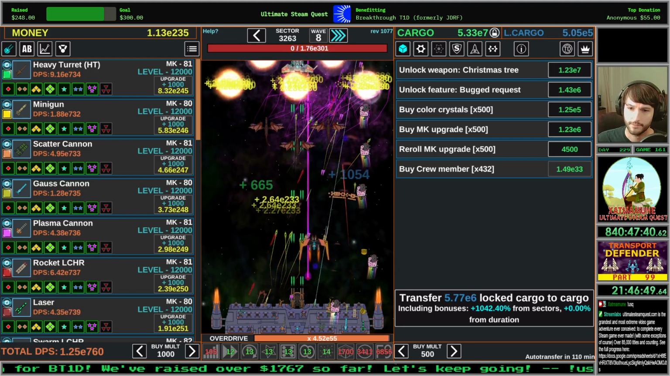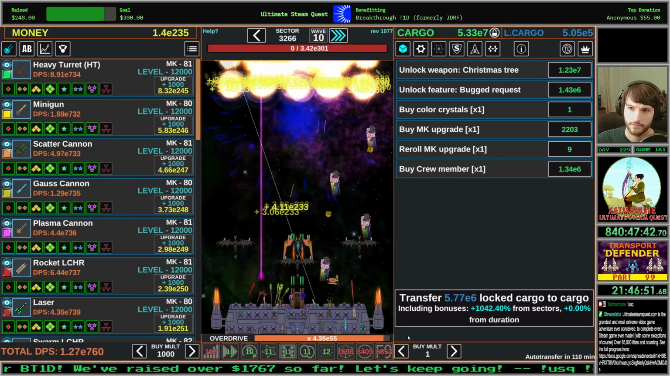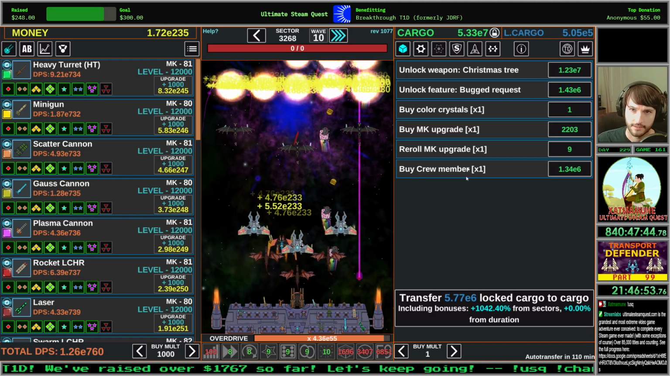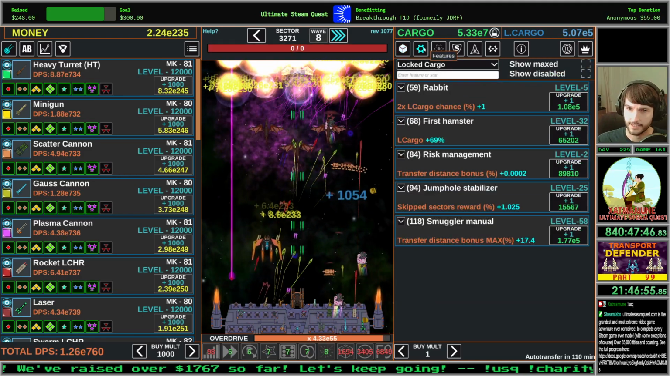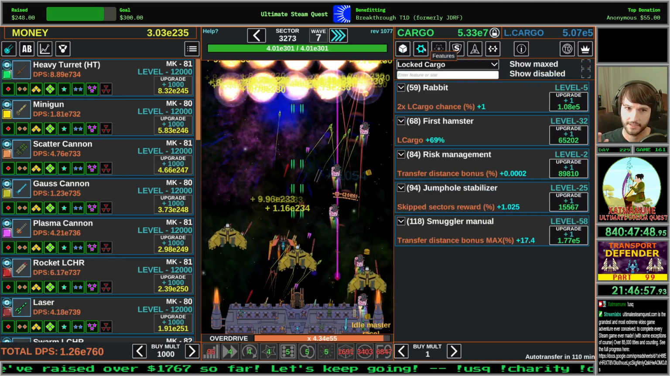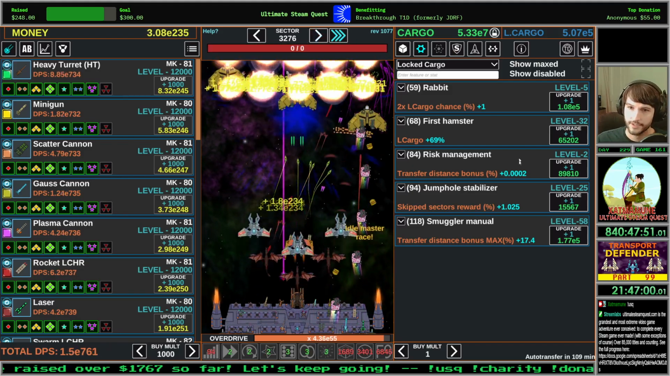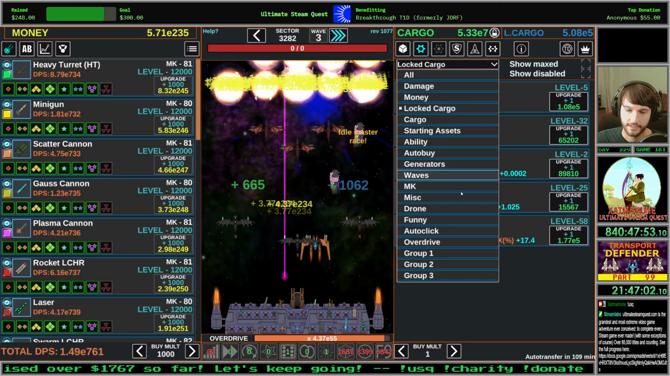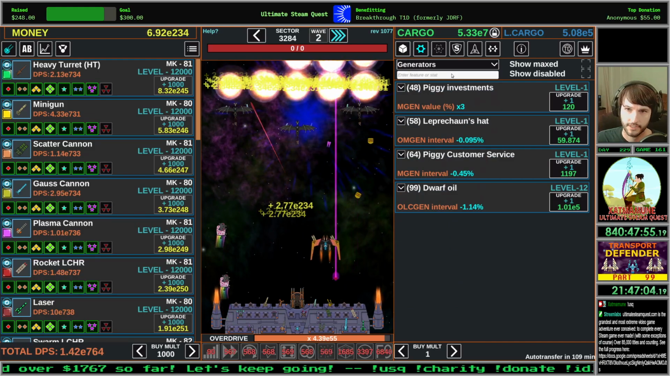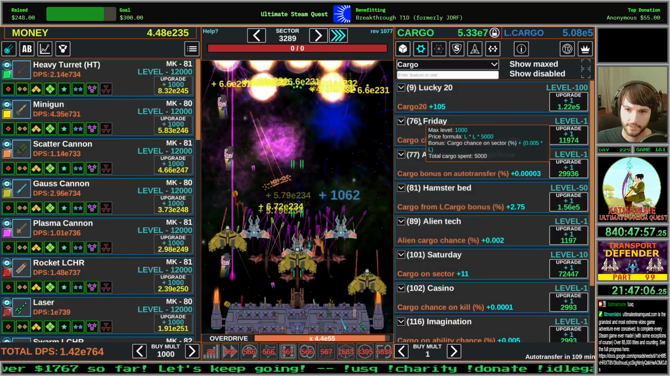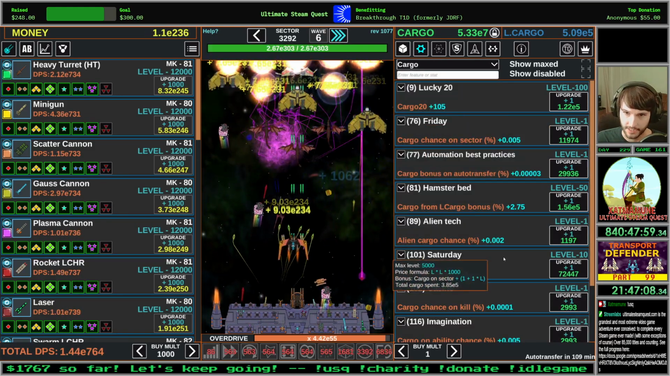Is it the crew members that I really should invest in? It's like a balancing act. I need cargo to make the multipliers work, but I also need multipliers to make the cargo better. So I gotta go back and forth, right? Bouncing back and forth between cargo, locked cargo, and the multipliers for those things, right?